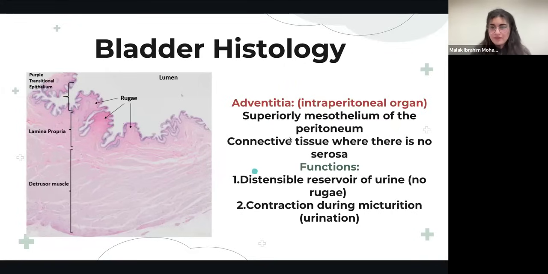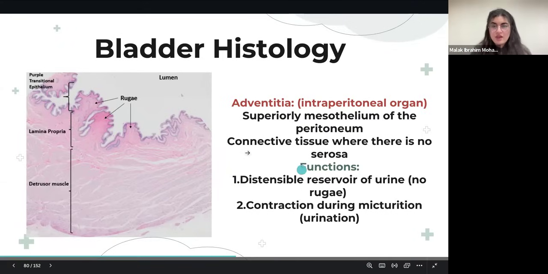Now, the adventitia is responsible for the reservoir of urine, so it allows for the distension for the urine to have a reservoir. And then it's also responsible for the contraction during micturition. It helps squeeze the muscles even more because it squeezes on the outside. So it allows for urination.